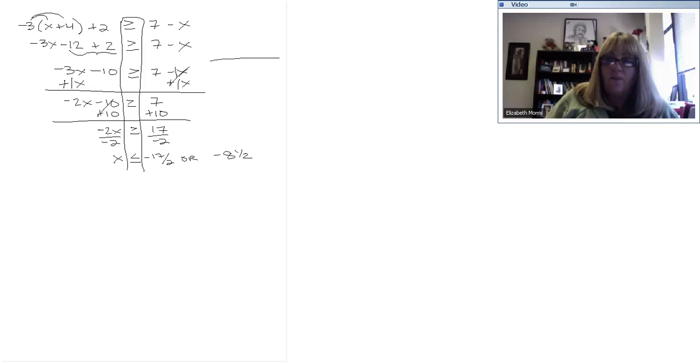So here's 0. Here's negative 8 1/2. And it says x is less than or equal to, so it's a bracket going this way. And then the interval: what's the farthest thing to the left? Negative infinity. What's the farthest thing to the right? Negative 8 1/2. Infinities always get parentheses. Negative 8 1/2 gets a bracket because it's right there.